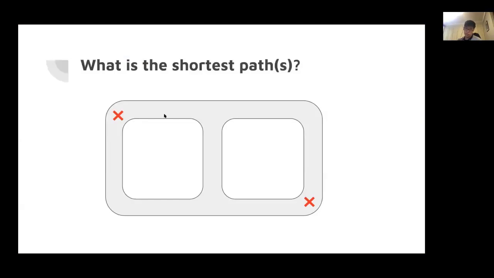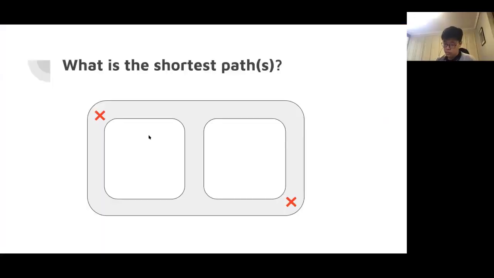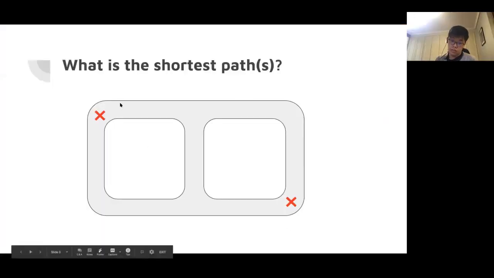So all of you have probably seen something like this before, right? There's a bunch of paths, and there are two chosen points, and you have to find the shortest path between these 2 points. This is the type of problem that BFS and DFS, well, specialize in. So let's first try and solve this ourselves. What is the shortest path between these 2 points? Anybody have an answer?